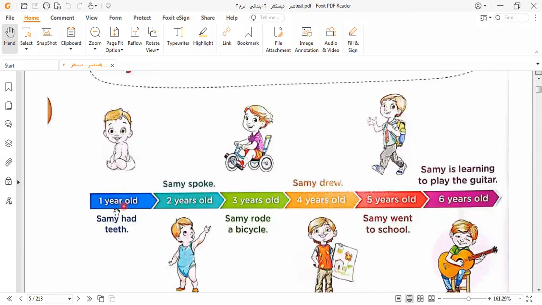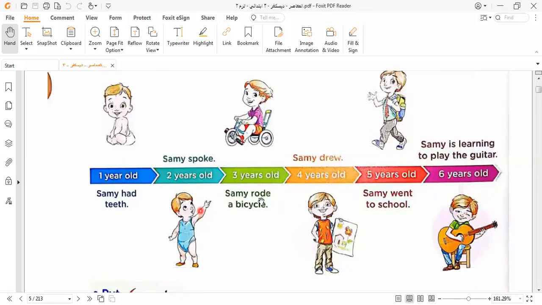Like we say, Sammy in 1 year. What happened to Sammy in 1 year? Sammy had teeth. In 2 years, what does Sammy do? Sammy spoke. Some children spoke in 2 years, others spoke at 3 years. This is the difference between one child and another. Some took up in 2 years, some others at the end of 1 year, others in 3 years. It's a difference between a child and another.